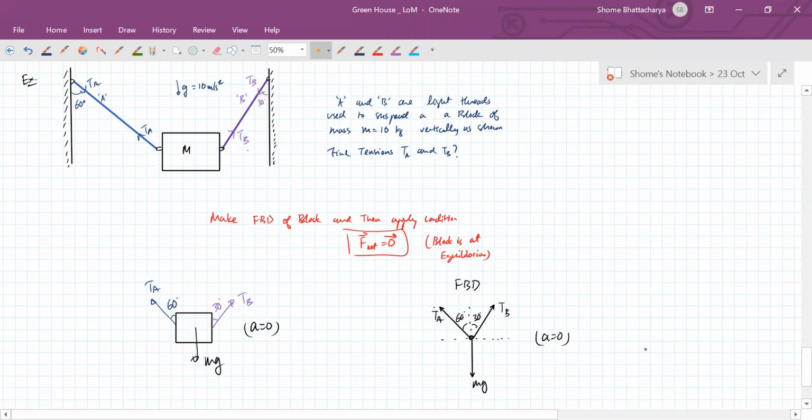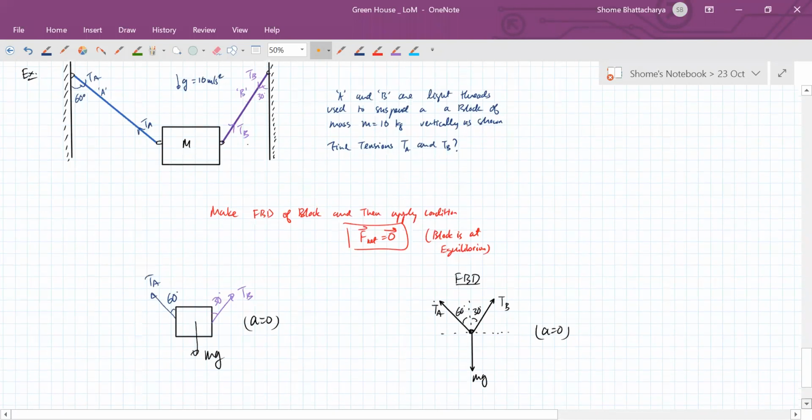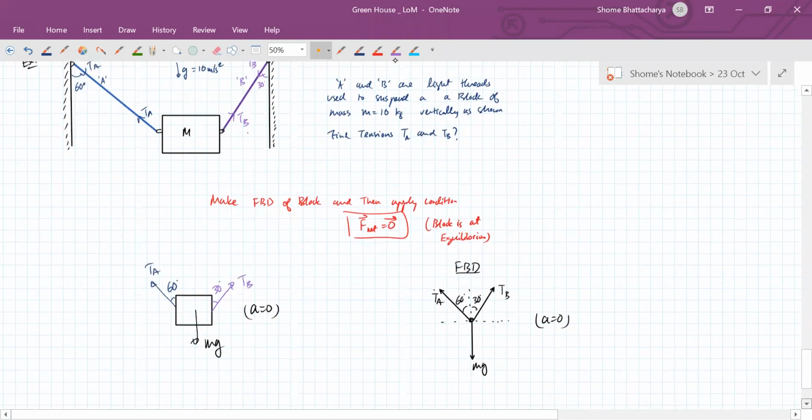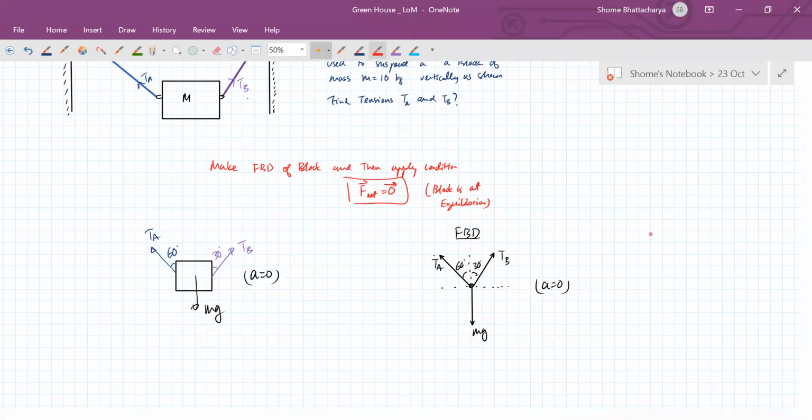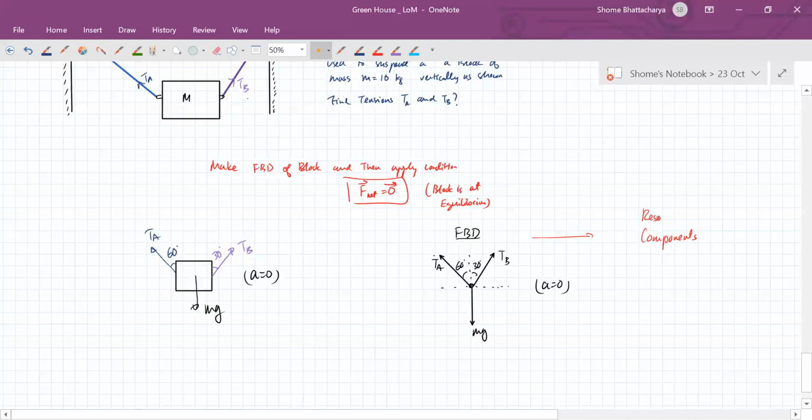Now today we will also learn one interesting analysis in vectors called Lami's theorem, which gives us a shortcut method for solving this kind of situation. But first we will do it by the component method. So resolve into components, taking this as the x-axis and this as the y-axis.